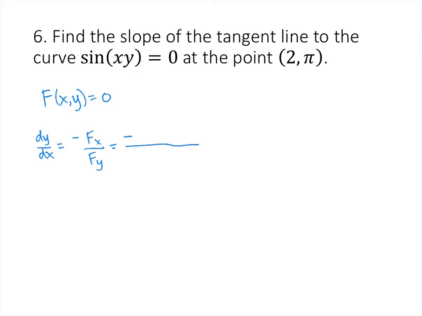So the partial derivative of sine of xy with respect to x is cosine xy times the derivative of xy, which is y, divided by the derivative with respect to y, which is cosine of xy times the derivative with respect to y of xy, which is x. So we can cancel out the cosines of xy, we get minus y over x, so in this case that's going to be minus pi over 2.